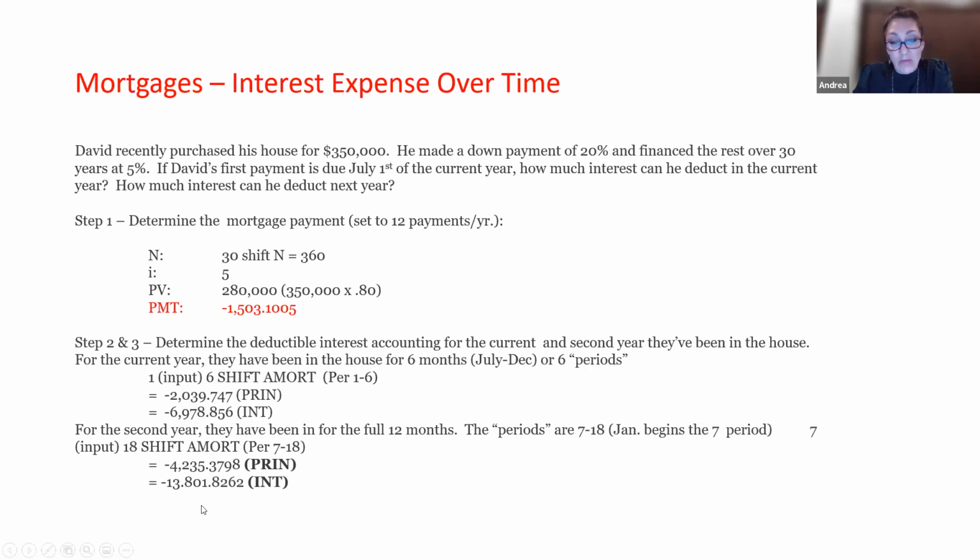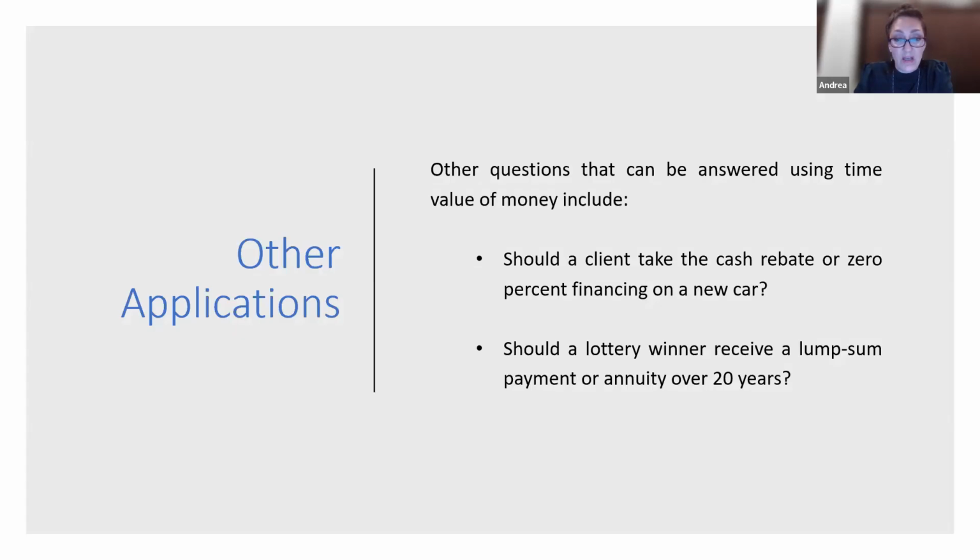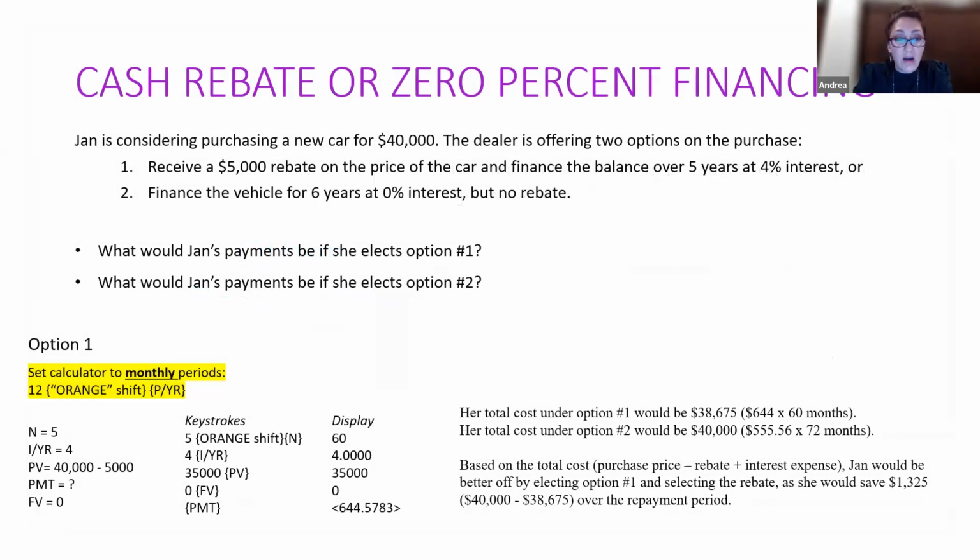So again, we're not going to test you on this in this class. This is just so that you are made aware of how to use this in your calculator. You'll see this again in other classes, but I just wanted to make sure that you have seen it. Now, what you will see in this class is whether a client should take a cash rebate or 0% financing on a new car, and how a lottery winner should take their money. So let's look at this question.